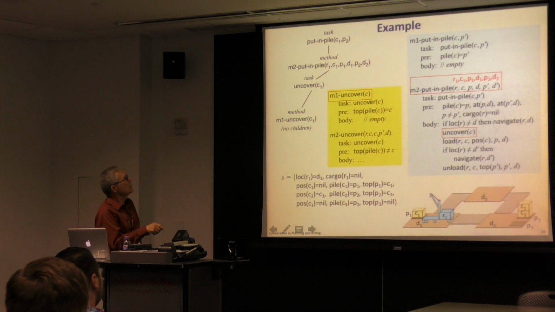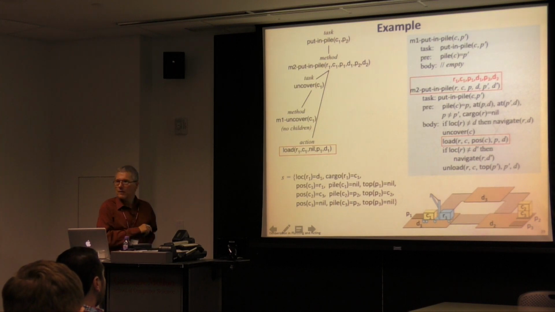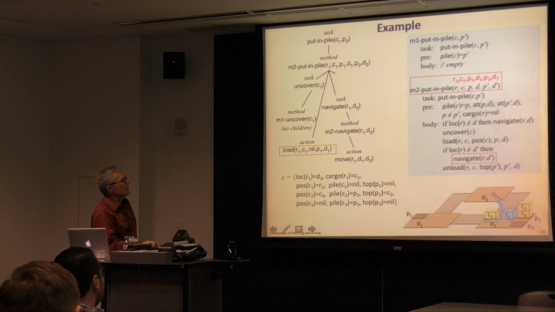Okay? So next we come to loading it onto the robot. Well, that is a primitive action. We have our descriptive action model for it, which basically says the container is now here rather than in that pile. Okay? Next, we have to navigate to where we're going. Again, that's a primitive action.